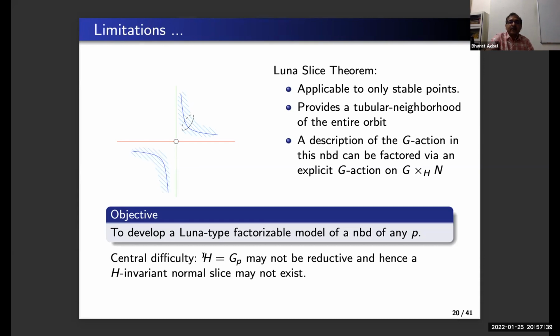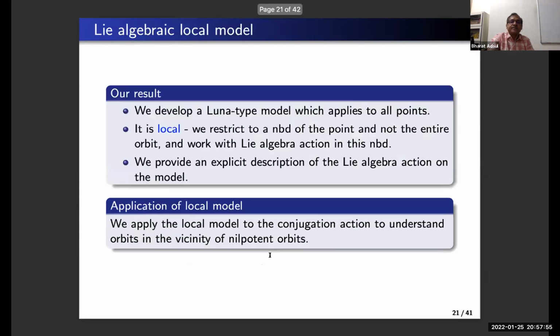So the starting point very crucially used the fact that this stabilizer is reductive, which was a consequence of the fact that the point is stable, right? But all that is no longer there, so one has to take a slightly different route. Let me say what we managed to achieve: we develop a Luna type model which applies to all points.